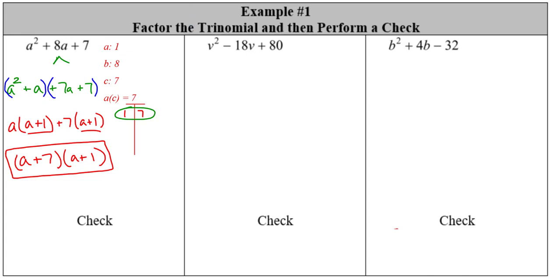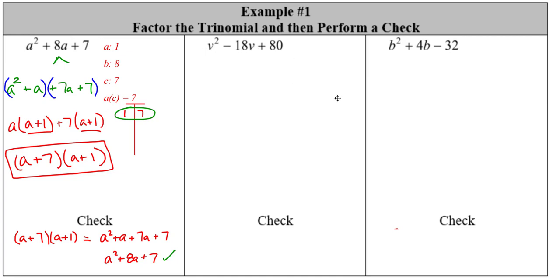All right, let's do a check. I think I already have it down here. I sure do. I'm going to take that out. So if we were to multiply that out, a squared plus a plus 7a plus 7 gives me that a squared plus 8a plus 7. We are back where we started. All right, let's take a look at the second example.